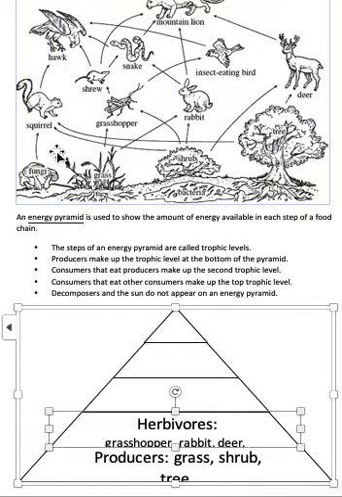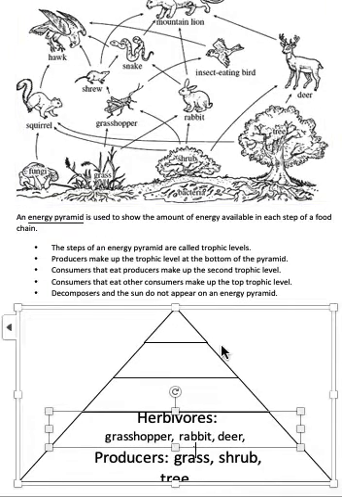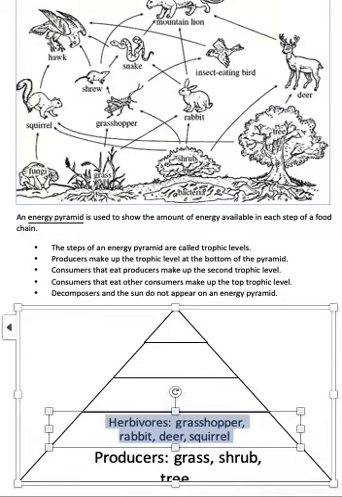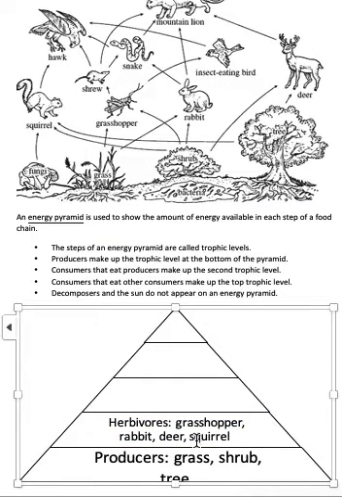Notice right here, the fungi. I'm not including the fungi. That's because it's a decomposer. If it's a decomposer, it does not go inside our energy pyramid. I just changed my text size there, so you should be able to see it all. Our herbivores are the grasshopper, the rabbit, the deer, and the squirrel.